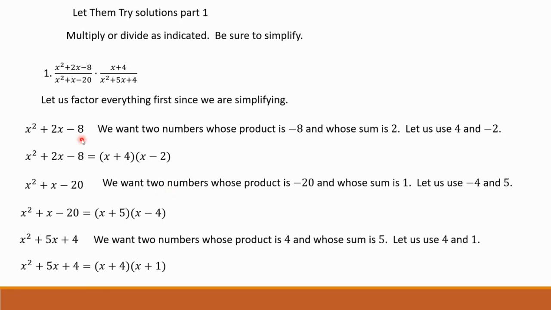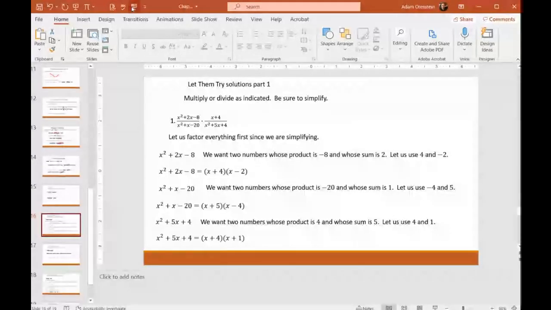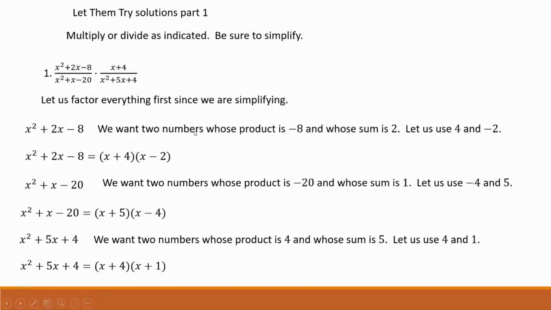So for x squared plus 2x minus 8, right? We want two numbers here whose product is negative 8. What the? Did it stop sharing? Hold on. We want two numbers whose product is negative 8 and whose sum is 2. Okay, well, what two numbers do that? How about 4 and negative 2, right? Those work, 4 and negative 2. Their product is negative 8, the sum is 2.